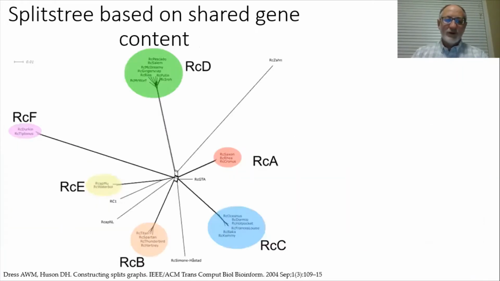We also did a SplitsTree to try and analyze the relationships based upon shared genes. And again, we see the same clusters fall out, and the singletons, Zahn and Simona Hostad, stand out as very different from everything else. These other 2 singletons shown here are actually singletons that were sequenced by other people.